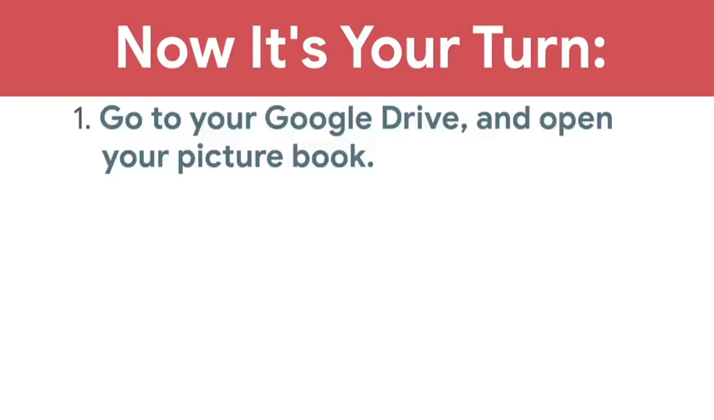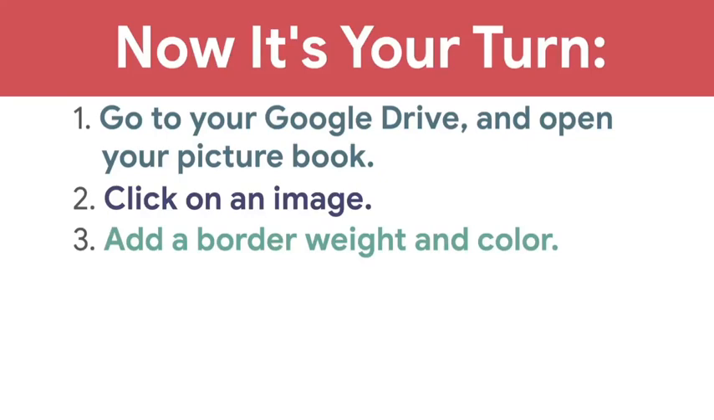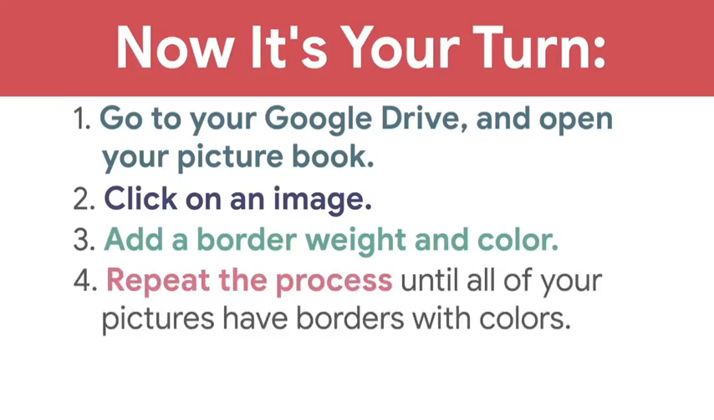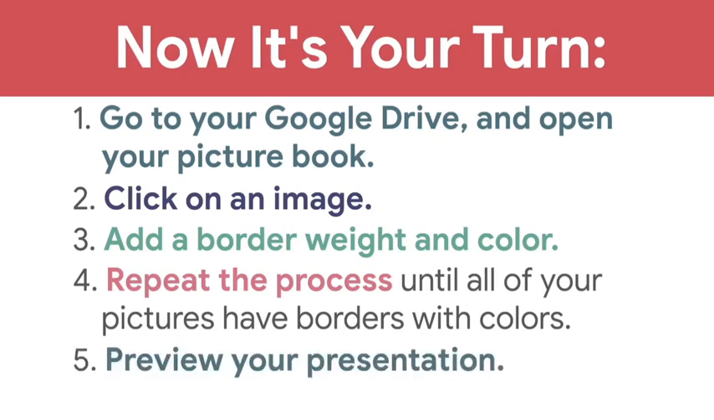Now it's your turn. Go to your Google Drive and open your picture book. Click on an image, add a border weight and color. Repeat the process until all of your pictures have borders with colors, and preview your presentation.